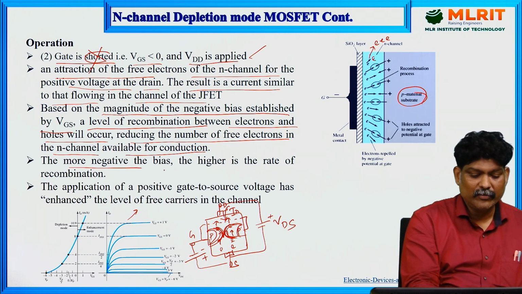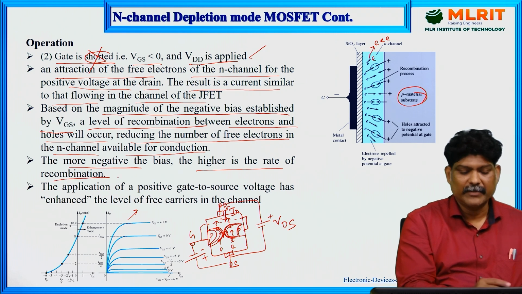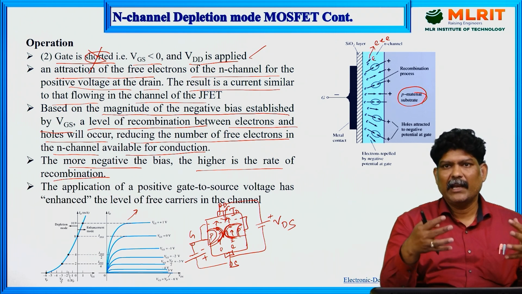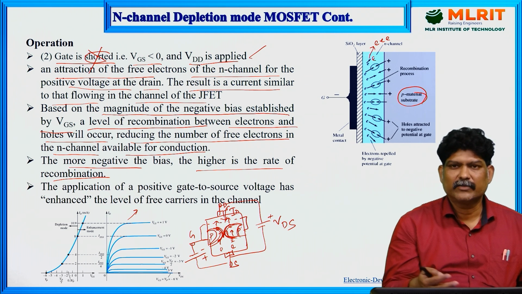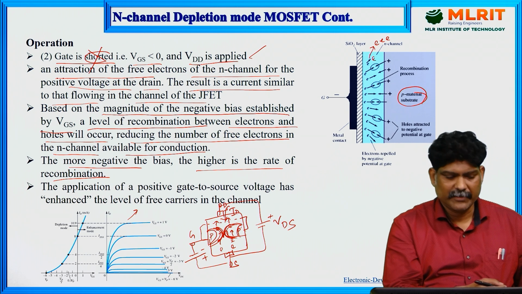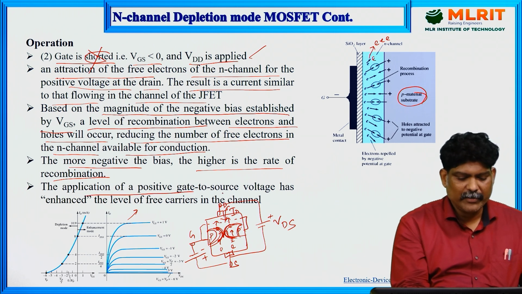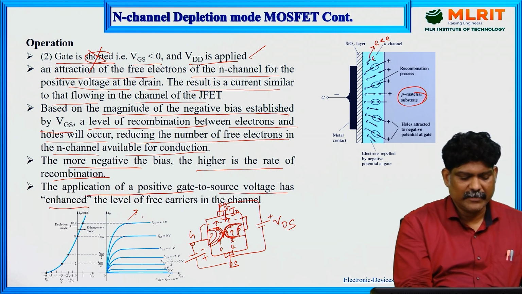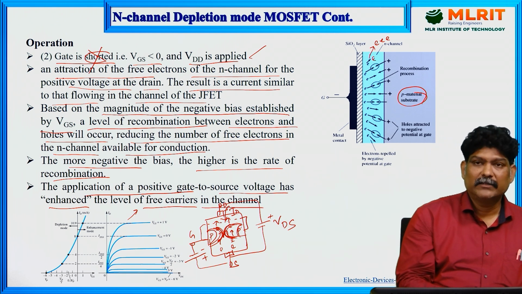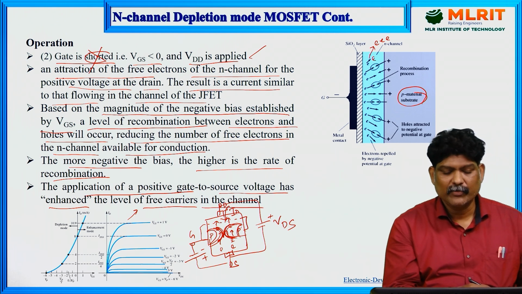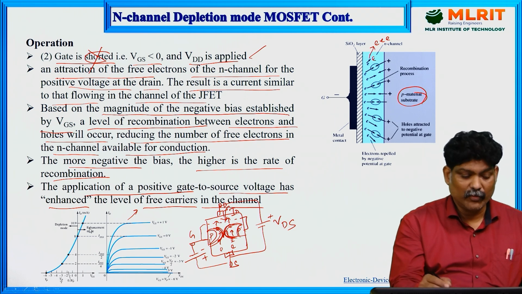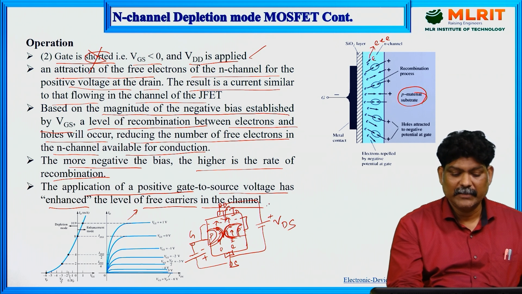The more negative the bias, the higher the rate of recombination. Recombination means less chance for the charge carriers to move from one side to the other, so that reduces the current conduction. The application of positive gate to source voltage, on the other hand, enhances the level of free carriers in the channel.